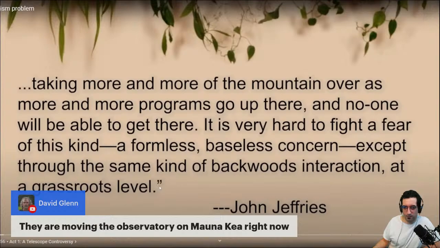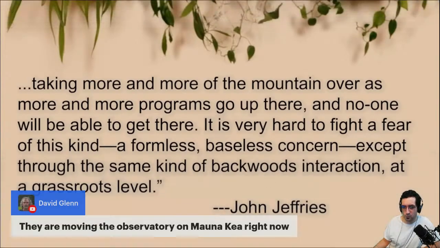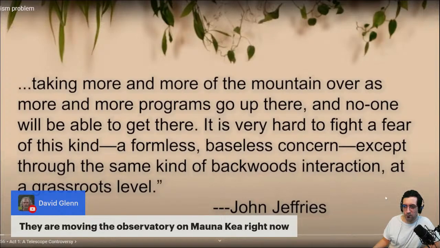And let's see It's here. very hard to fight fear of this kind, a formless, baseless concern, except through the same kind of backwoods interaction.